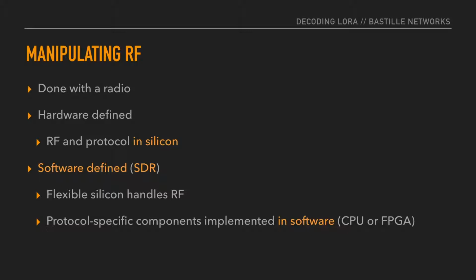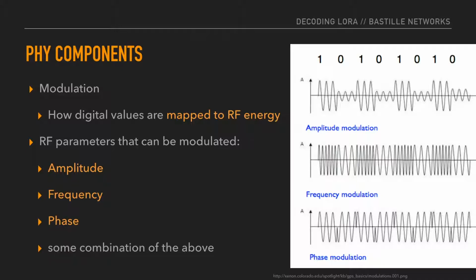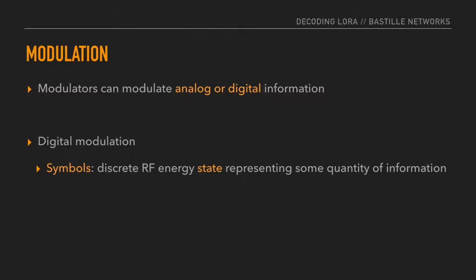So if you put together a radio coherently, you can start to develop it into a PHY. And a PHY has several components, but one of the main components is this notion of the modulation. And the modulation is the algorithm that defines how your digital values, your bits, are mapped into RF energy. And there are a few parameters that we can tweak to do that, and those are amplitude, frequency, and phase. And then we can put them together and use some combination of them as well. And modulators can modulate either analog or digital information, but we're going to be talking about modulating digital information today.